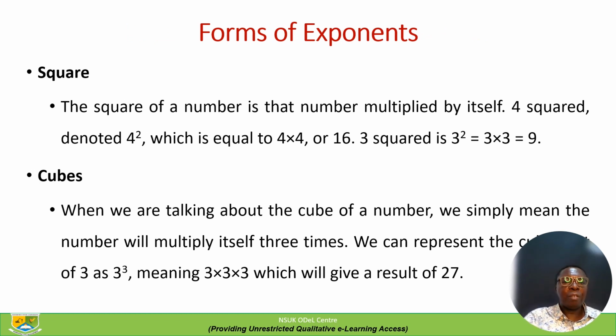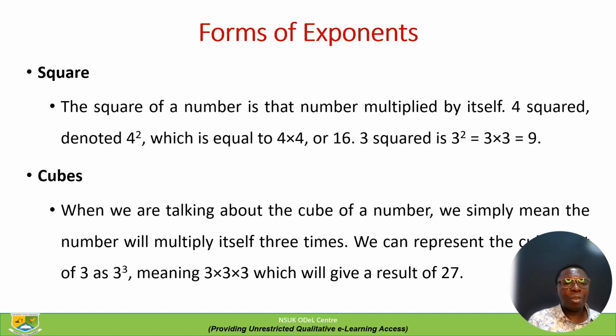Forms of exponents. Number one is square. The square of a number is that number multiplied by itself. For example, we say 4 squared, denoted 4 to the power of 2, which is equal to 4 times 4, or 16. 3 squared is 3 to the power of 2, which is equal to 3 times 3, equal to 9. You can continue to square. So you can also say 5 squared, meaning 5 times 5. You understand? Which will give you 25, and so on and so forth.